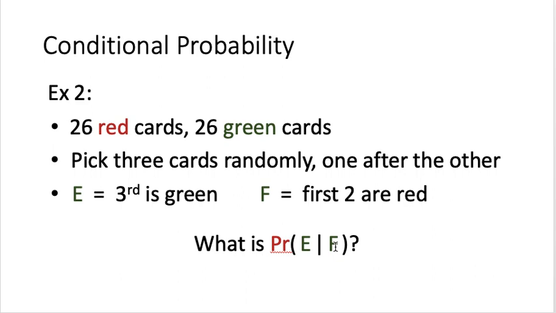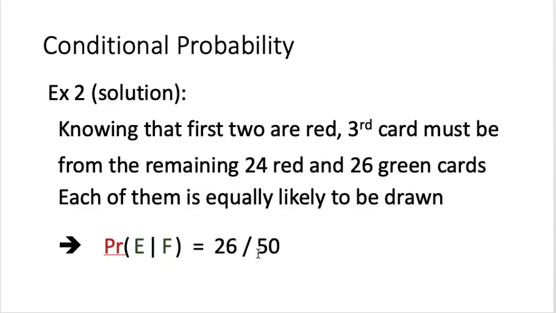If you understand the whole idea, then what does that mean? F tells us that the first two are red. So by the time that we are selecting the third card, there are just 50 cards that we can take, and 24 of them are red, 26 of them are green. So altogether, the 26 green cards are what we want, and one is going to be selected out of the 50 remaining cards. So the probability of E given F will be equal to 26/50.